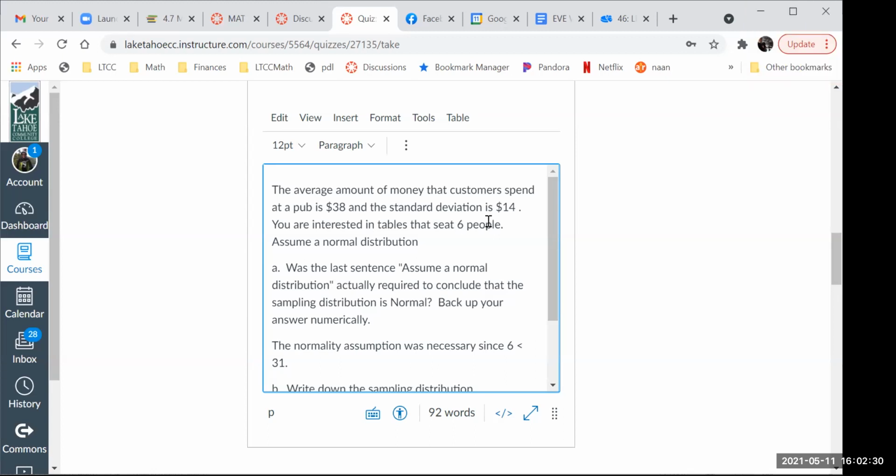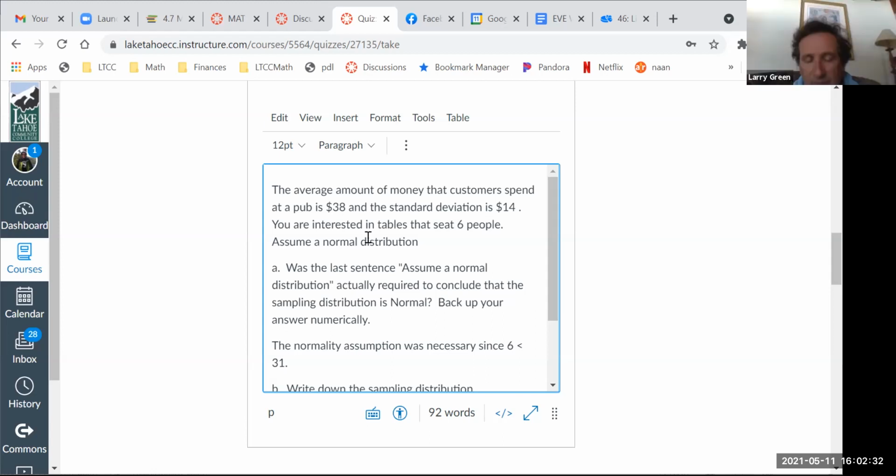Root n times the standard deviation. Yep, so root n times the standard deviation. Okay, I like to write it as a standard deviation times root n. I know it's the same, but the reason I like to write it that way is that way the standard deviation doesn't end up accidentally going under the root. Just looks a little prettier. Okay, so I write the standard deviation as 14 times the square root of 6.